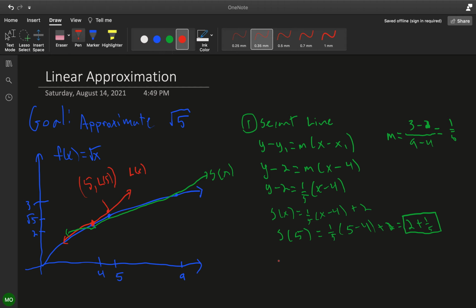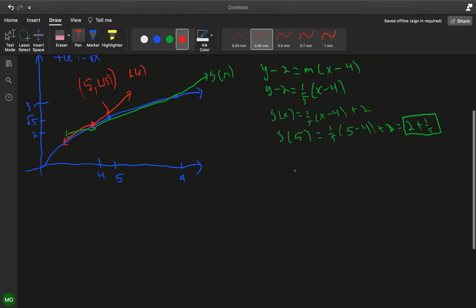So next, let's explore what our tangent line approximation is going to look like. So similarly, we can start off with point slope form and use our point 4, 2 again. And in fact, here notice that we cannot use the point 9, 3 because that is not a point on our tangent line. So our only option here is to use the point we constructed our tangent line with.